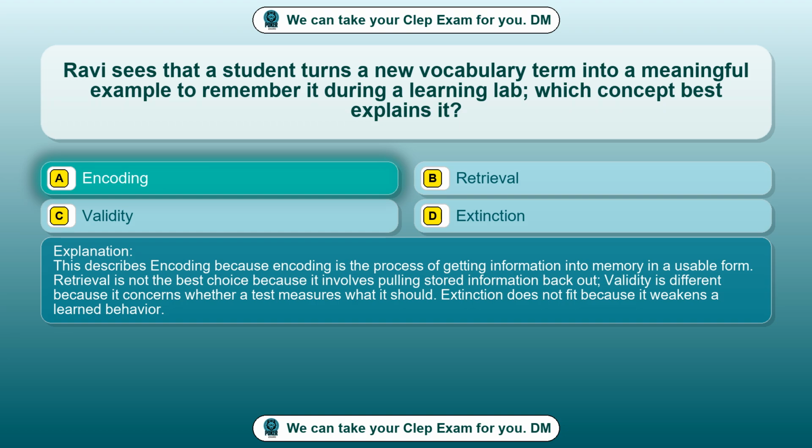Retrieval is not the best choice because it involves pulling stored information back out. Validity is different because it concerns whether a test measures what it should. Extinction does not fit because it weakens a learned behavior.